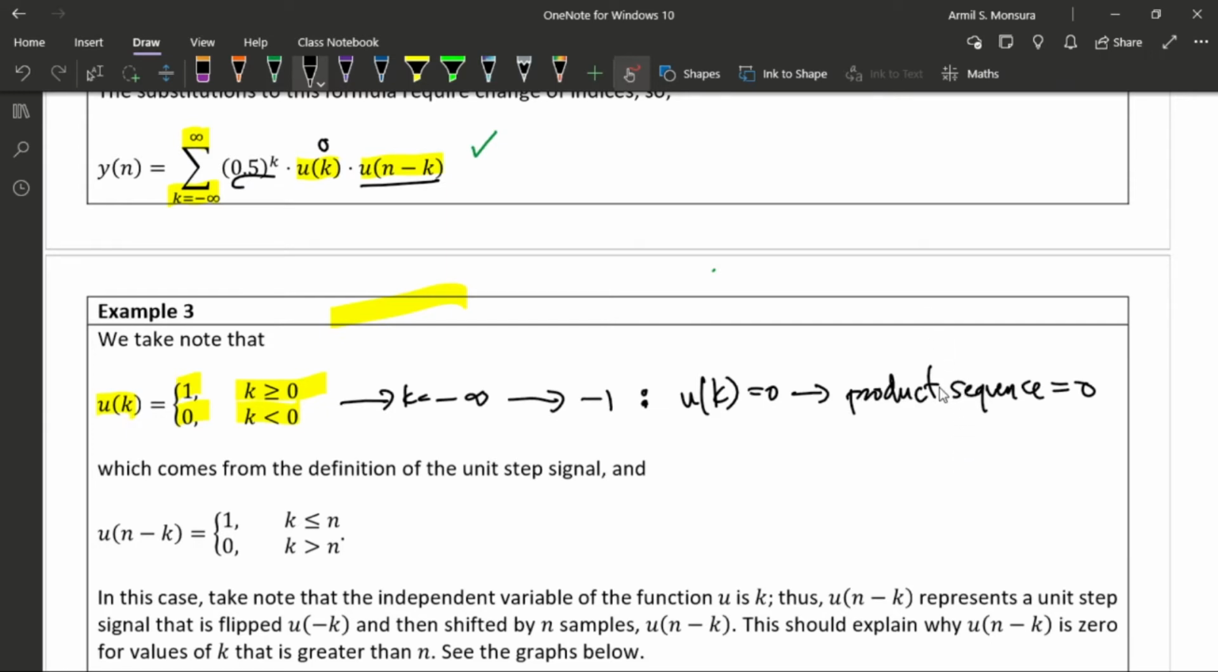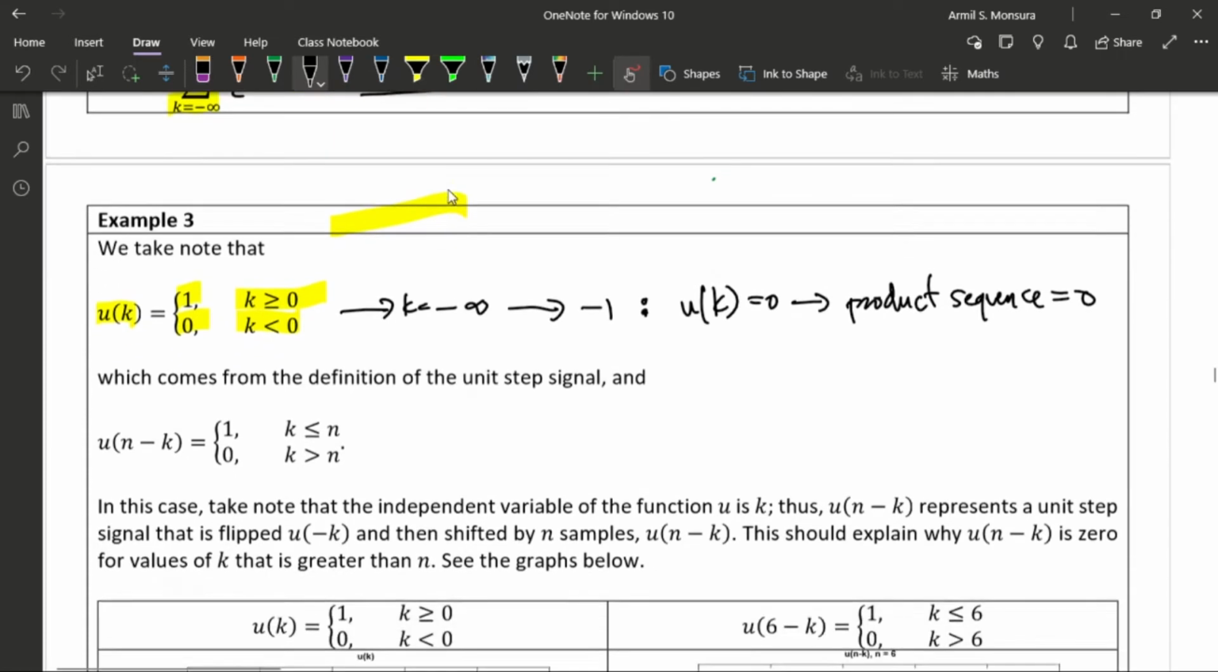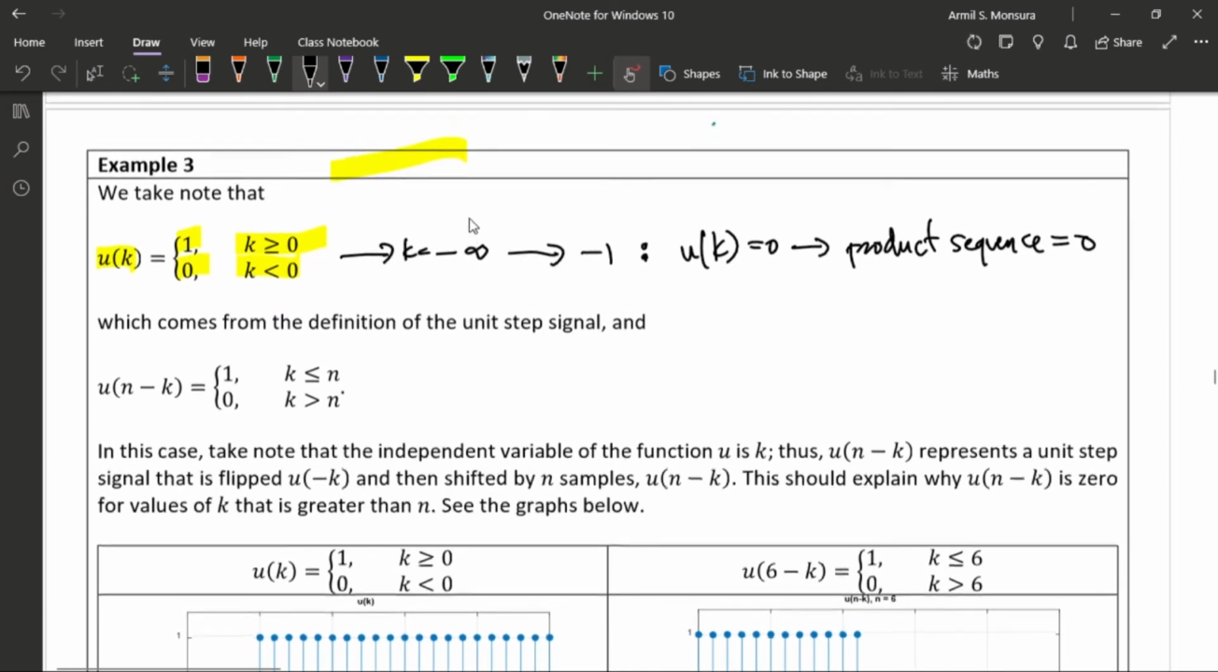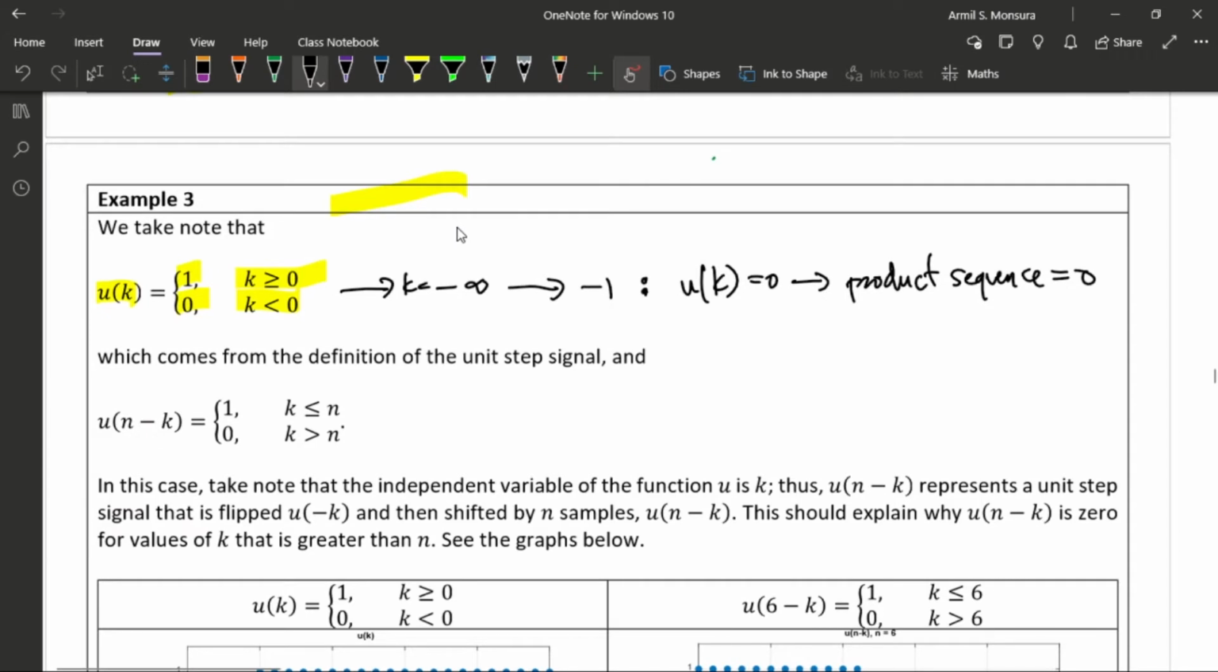So, ayun. Now, on the other hand, tingnan natin to, u of n minus k. Ngayon, ang u of n minus k, tatandaan niyo, ito ay flipped and shifted, or time folded and shifted. Which means, nanggaling muna yan sa u of negative k. Ngayon, yung u of negative k, since flipped yan, ibig sabihin 1 siya kung negative yung k nyo. Lahat ng mga 1 niyang values nandun sa negative values of k, at 0 siya pag positive yung k.